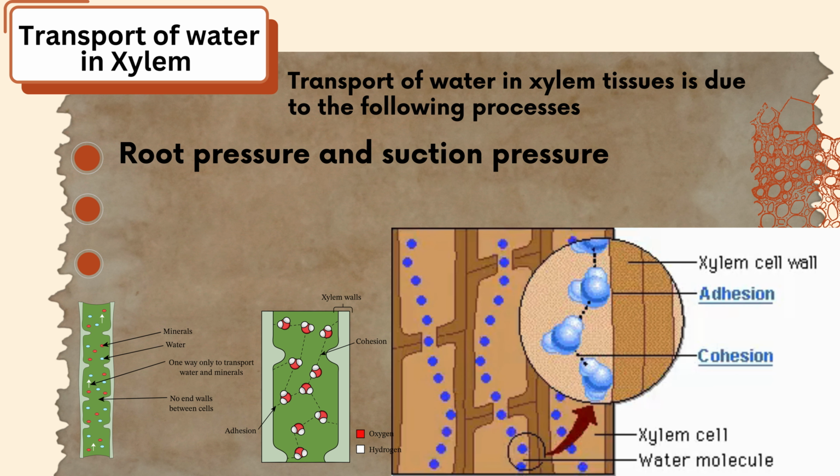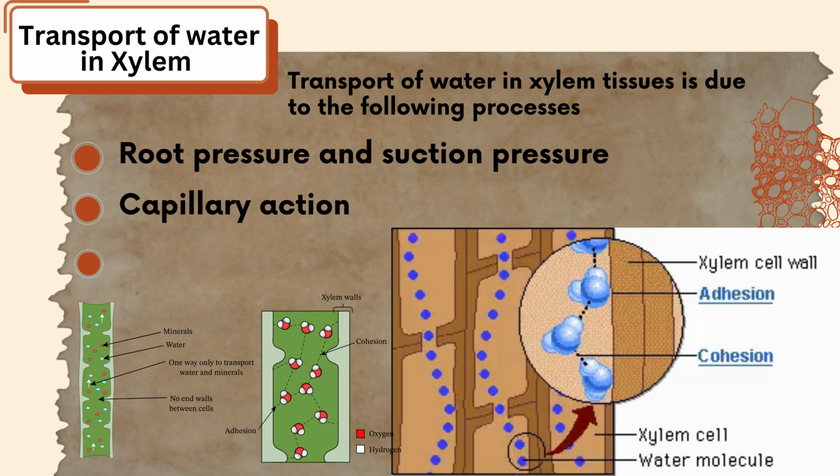Number two, capillary action. The upward movement of water through the xylem is mainly achieved through capillary action. The xylem vessels that extend from the roots to the leaves form very fine capillary tubes. Water then rises up the tube as a result of capillary action. Capillary action is due to the attraction between the water molecules and the wall of the xylem vessel.